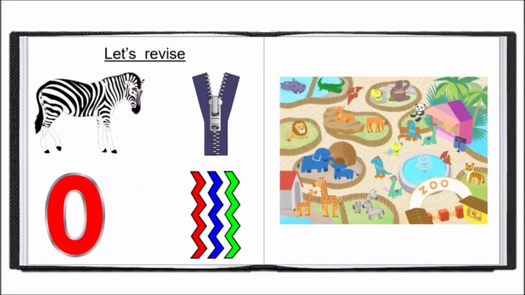Now let us revise. Repeat after me, children. Z's a zebra. Z's a zip. Z's a zero. Z's a zigzag. Z's a zoo.